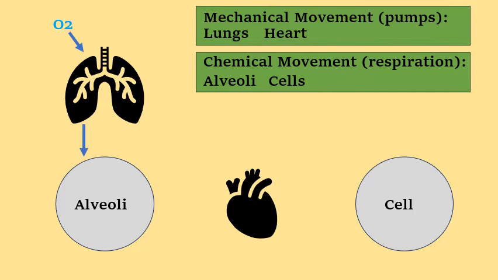So that movement of air from the atmosphere into the lungs is ventilation. When it hits the alveoli, we're going to see an exchange of oxygen from the air into blood. That's an example of respiration. I'll jump into that a little bit more in just a second, but once that oxygen is in the blood, we hit our second pump, the heart.